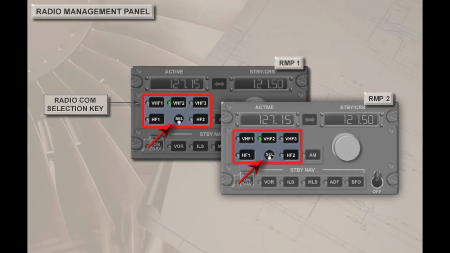For example, when the VHF number 2 radio comm selector key is pressed on RMP number 1, the number 2 transceiver will now also be tuned by RMP number 1. Both RMP number 1 and RMP number 2 will display the same tuned frequency, and the white selector light illuminates on both. Reselecting the VHF number 1 radio comm selection key on RMP number 1 will return control of VHF number 1 to RMP number 1, and the white selector lights go out.